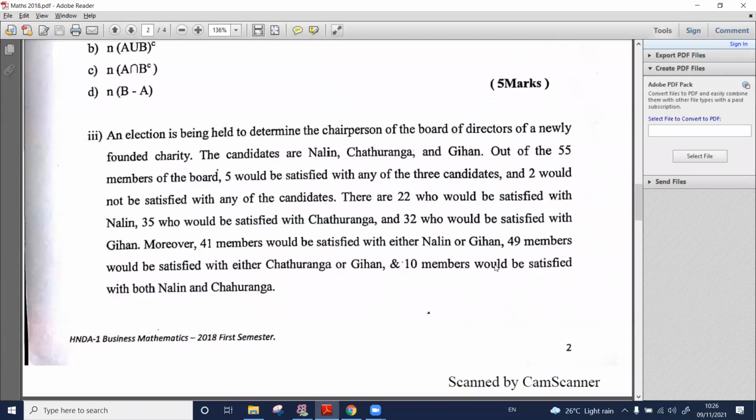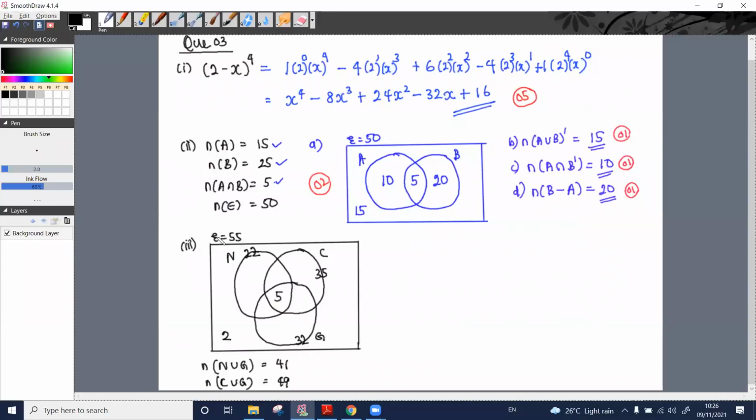And 10 members would be satisfied with both Nalin and Chaturanga. See the difference? Right? Both Nalin and Chaturanga. Both. දෙන්නටම කැමති Nalin Chaturanga දෙන්නටම කැමති 10 දෙනෙක් ඉන්නවා. Both Nalin and Chaturanga කියවොත් it is referring to these two parts, this region. Right? Nalin and Chaturanga. All together there are 10. So here it should be what? 5. Here it should be 5.